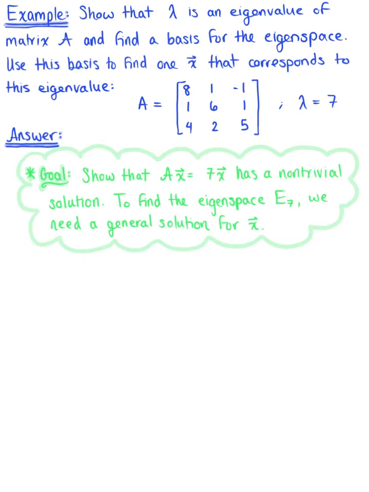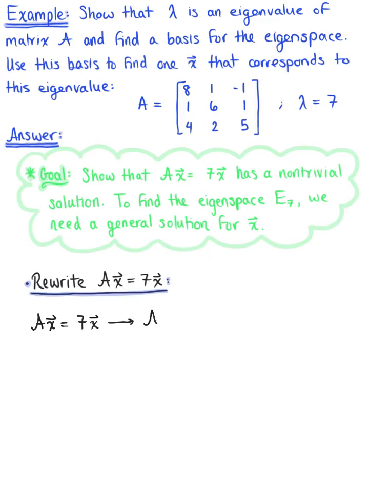So to begin, the very first thing that we need to do is rewrite this matrix equation. So we have a matrix A times vector x is equal to 7 times vector x, and bringing all the terms to the left-hand side, we are left with a matrix A times vector x minus 7 times vector x is equal to the 0 vector. So notice that we have this common vector x. So when we go ahead and pull that out, we are left with matrix A minus 7 times the identity matrix, and specifically the 3 by 3 identity matrix, multiplied by vector x is equal to the 0 vector.